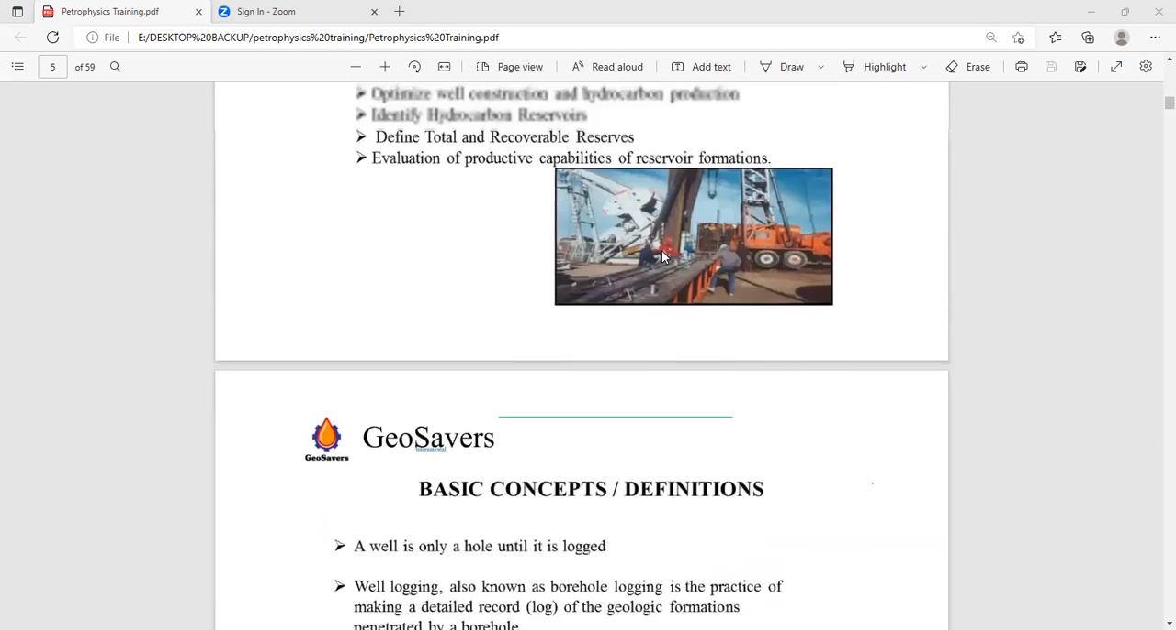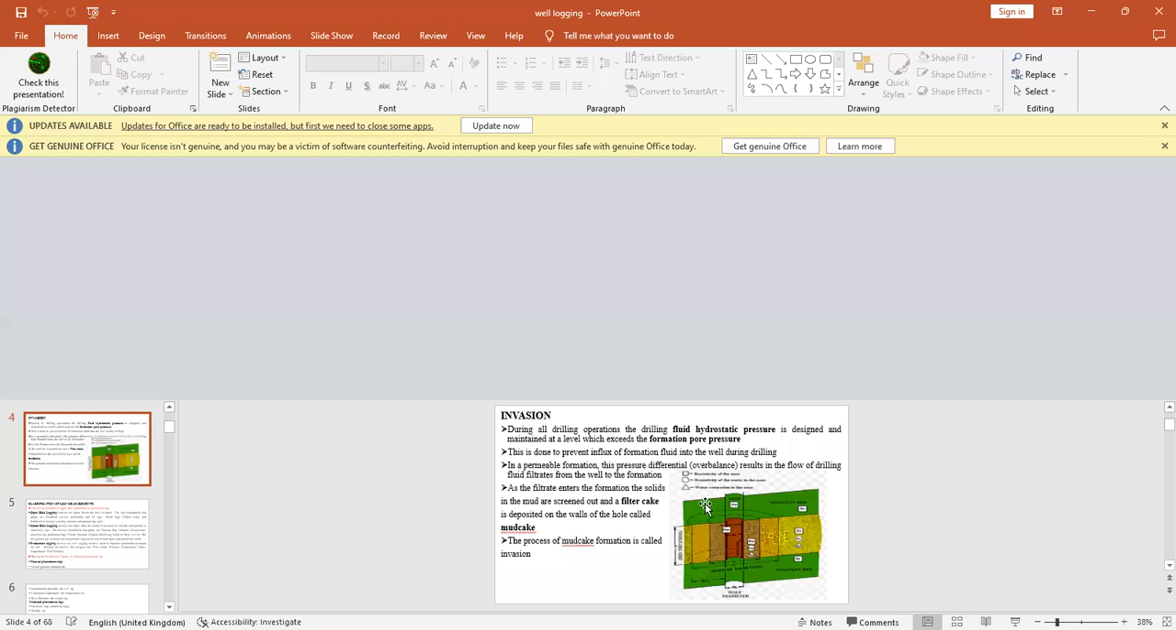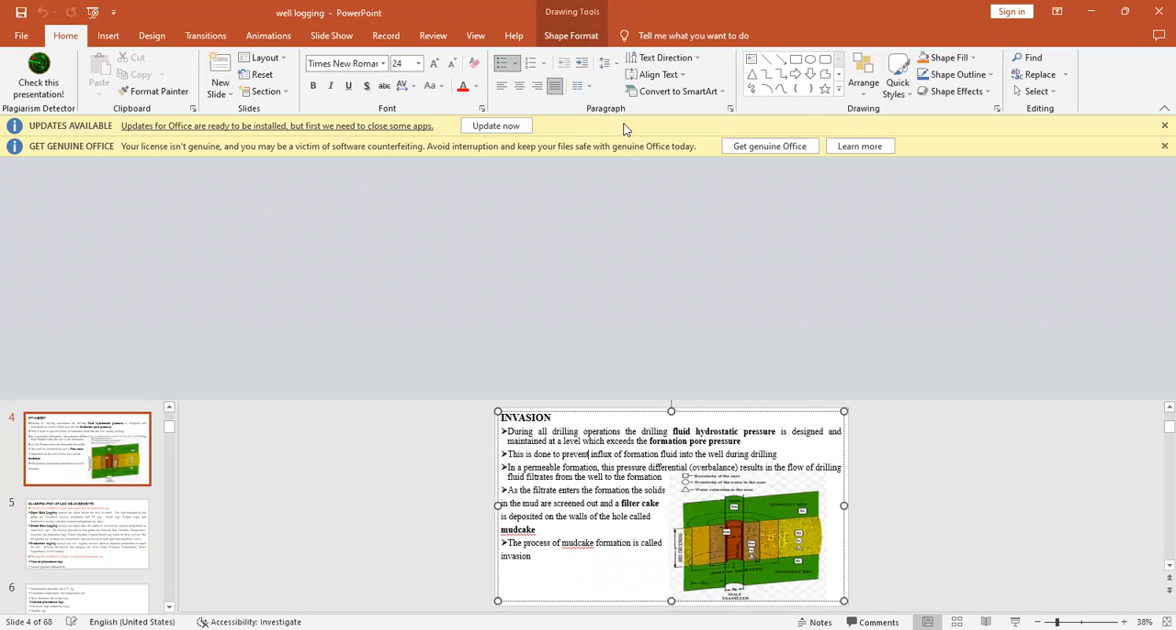So the first thing I want us to look at is, let me share this. All right. Can you see my screen? Please indicate if you can see the screen. All right.